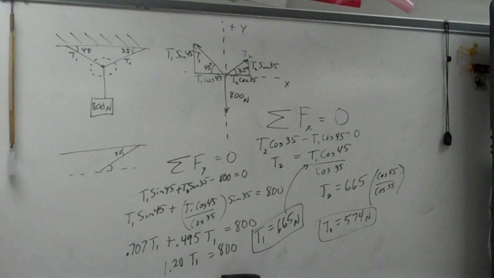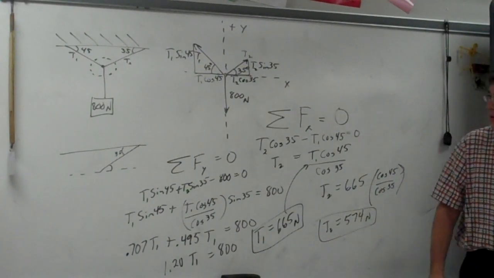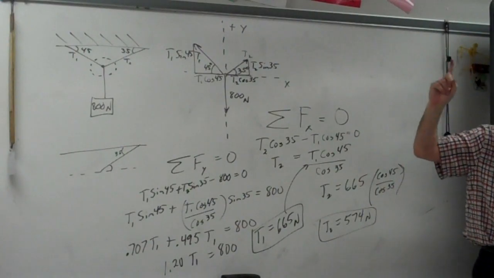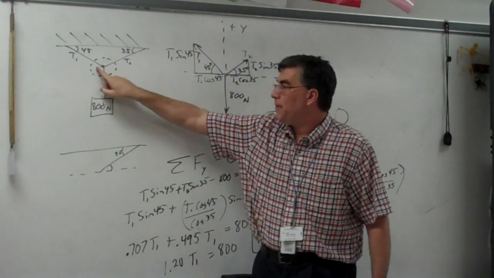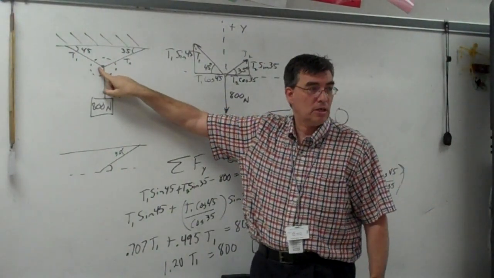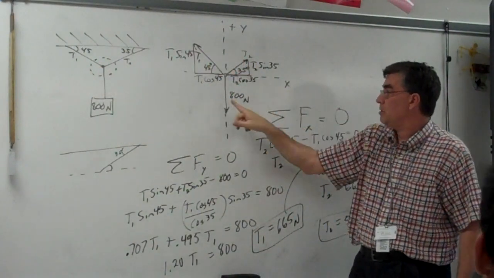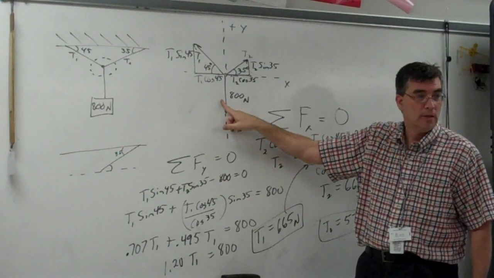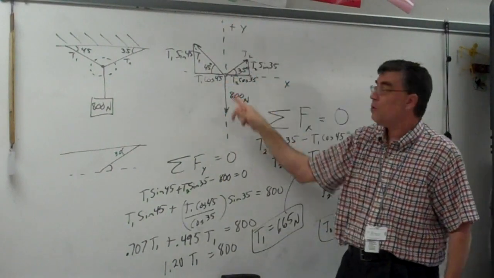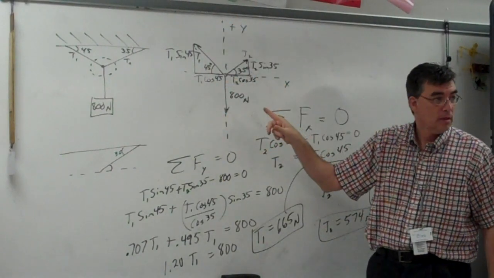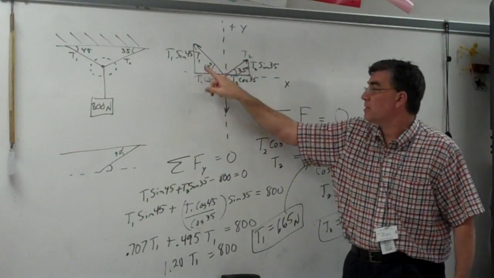Make sense? So, let's go through it again. Step one, identify your system. Step two, draw your free body diagram: T1, T2, 800 going down. Step three, draw an XY coordinate system. Step four, find your components.